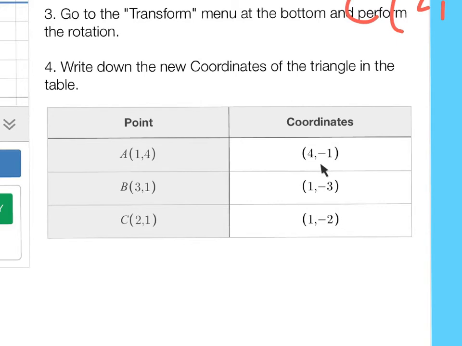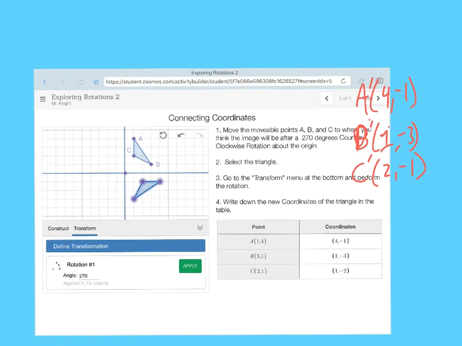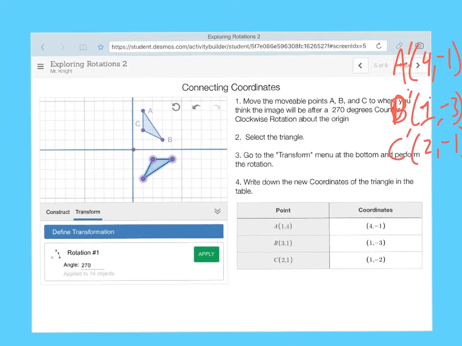So 1, 4 goes to 4, -1. 3, 1 goes to 1, -3. 2, 1 goes to 1, -2. Notice the x and y coordinates switch places, and this second coordinate becomes the opposite. So techniques, rotating your paper like I just did, but also noticing these patterns. And if we look at the next page, we'll look at some patterns here.